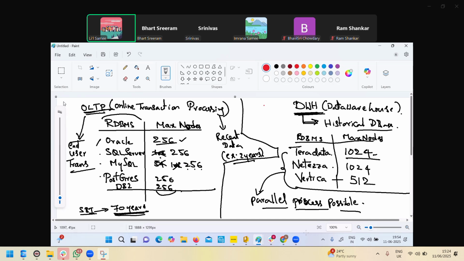What is the reason? Because of limitation, sir. Every database has some limitation. Limitation for data, max number of nodes. Yes. That's why unlimited storage is not possible.